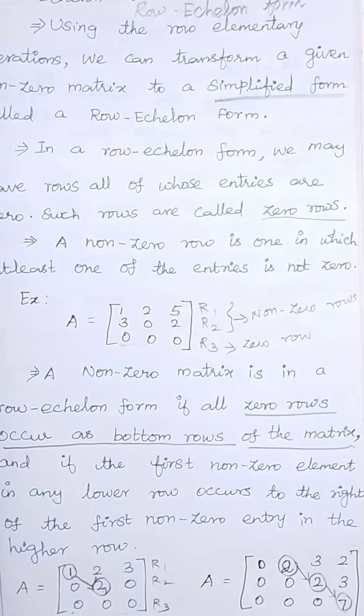Do you understand, girls? What are our conditions? First, our zero rows occur as bottom rows of the matrix. Next, you check that the first non-zero element in a lower row occurs to the right of the first non-zero entry in the higher row. Okay, do you understand, girls? It is very important.